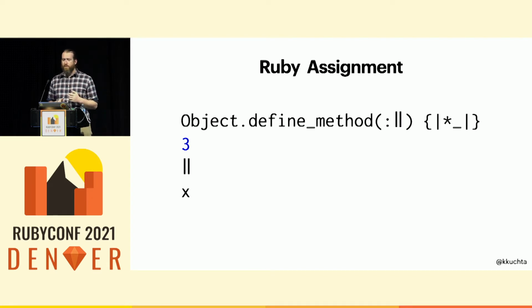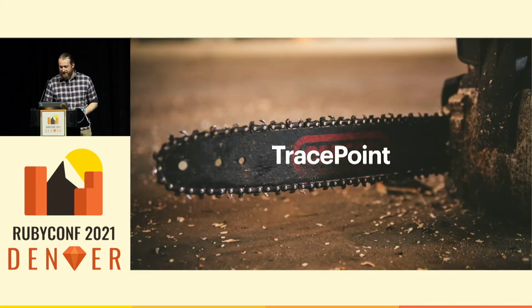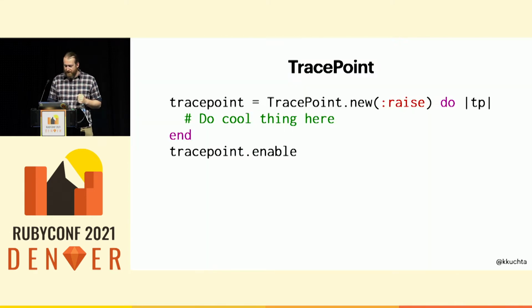To do that, we are going to use a tool that is wholly inappropriate for the task. If this problem were a twig, we're going to use a chainsaw. It's time for TracePoint. Now, TracePoint is a really cool tool. It's built into the Ruby standard library, and it lets you sort of react to other things happening in your Ruby program. Let me give you an example.